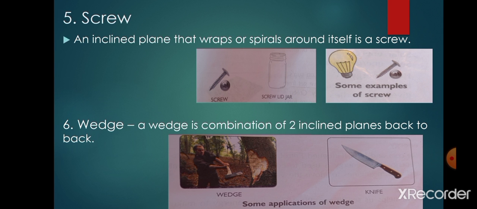And what are the uses? It helps to cut things. For example, we can see an axe, which is used to cut trees and wood, right? Axes and knives. So these are a few examples of a wedge.